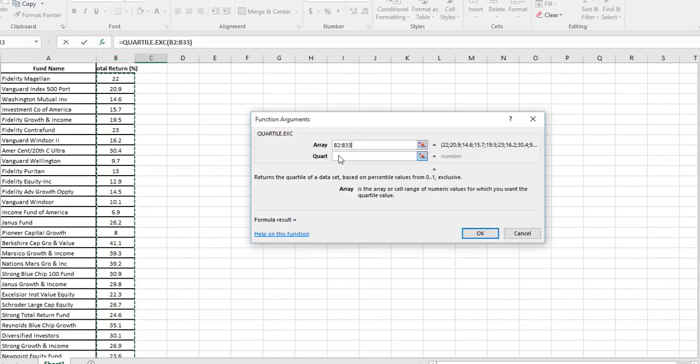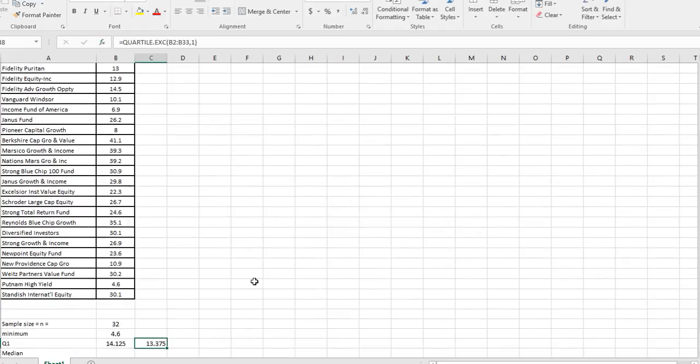So data there and this here. Now, of course, if you know the function, you could have just typed in equals quartile.exe range and so forth like that. So there's two different ones. This is the exe version, and this is the inc.